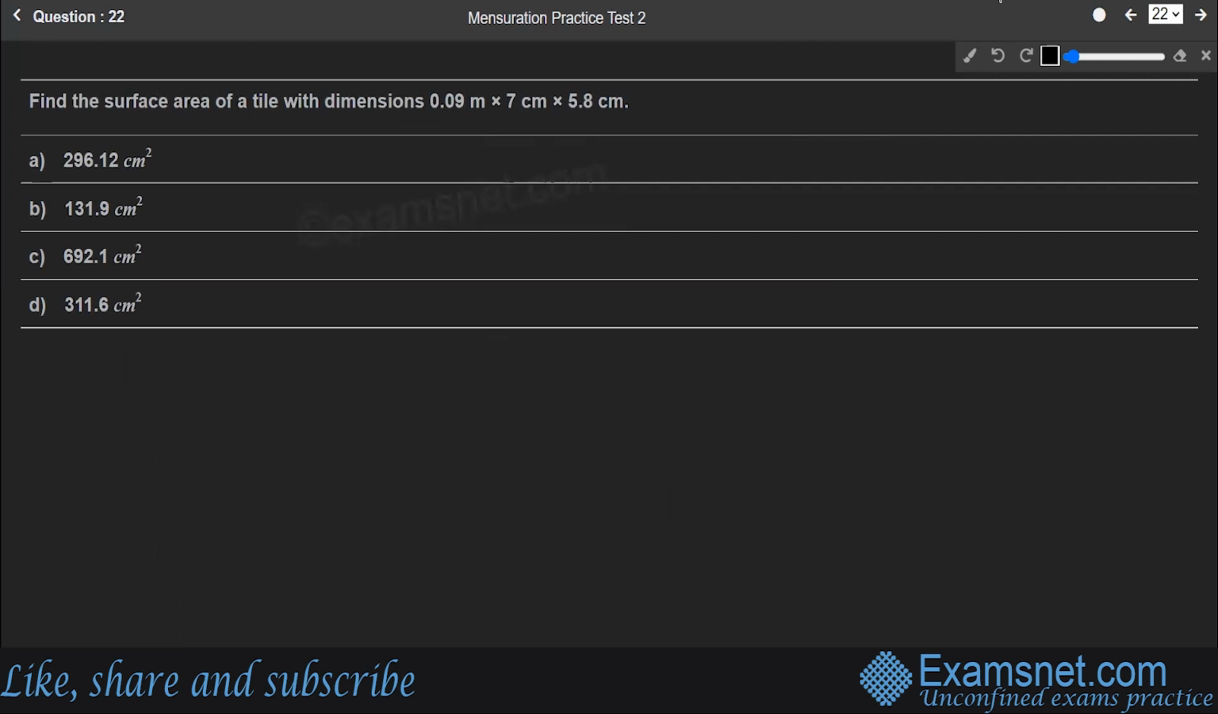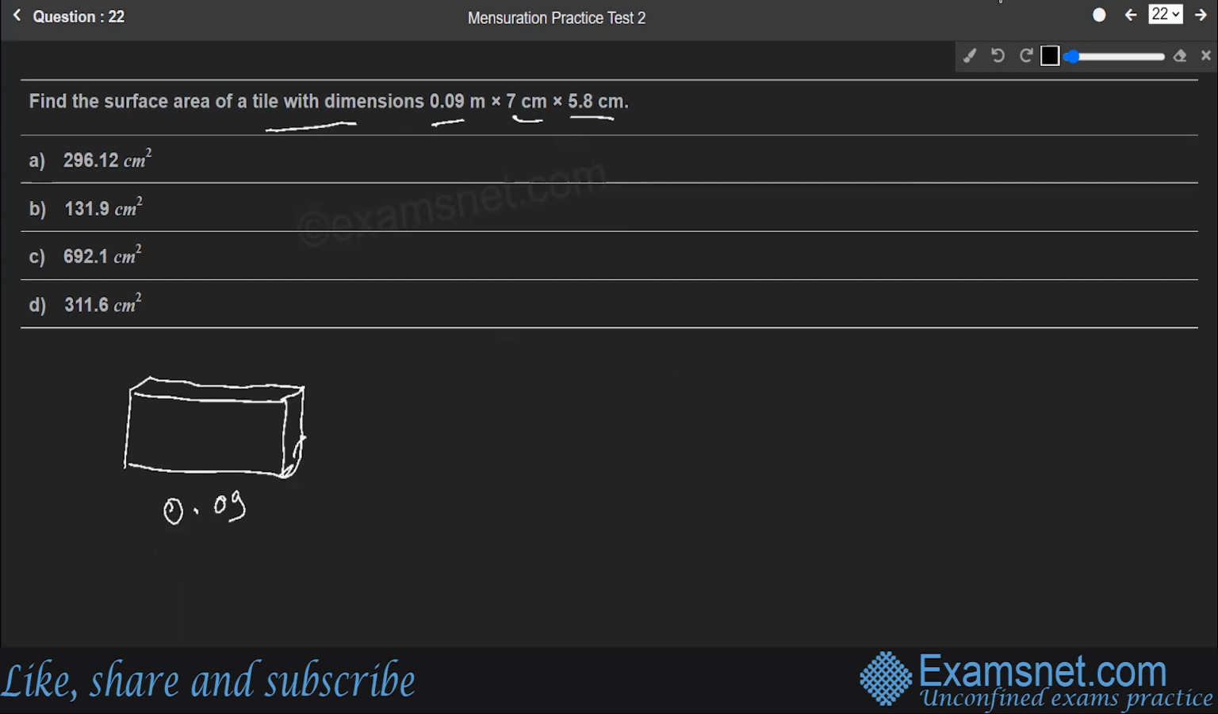Now, find the surface area of a tile with the dimensions given. The surface area of a tile. So clearly, the tile is in the shape of a cuboid, which has a thickness, a length, and a breadth. So these are the dimensions of the tile.